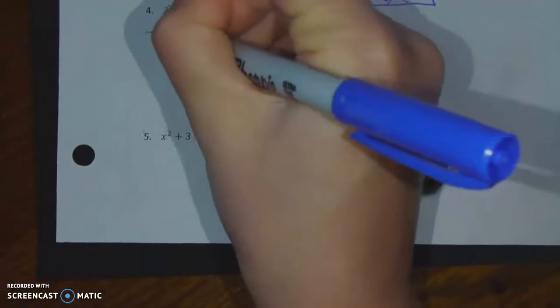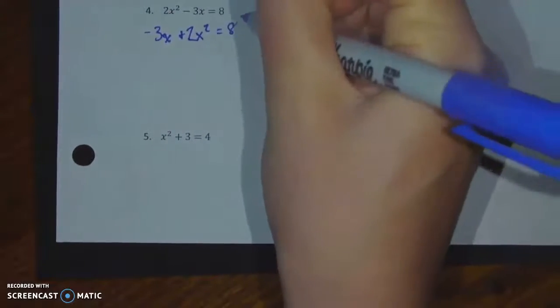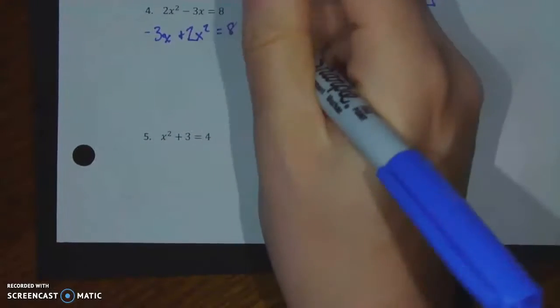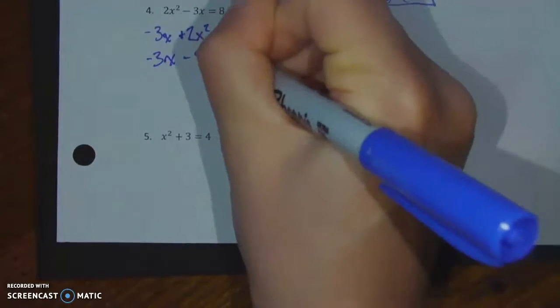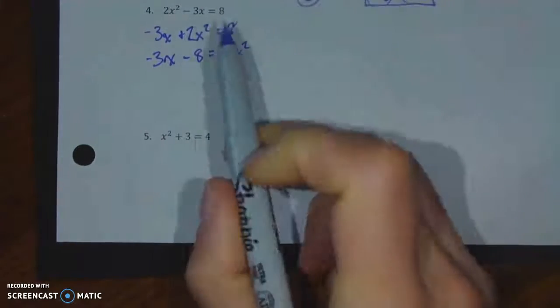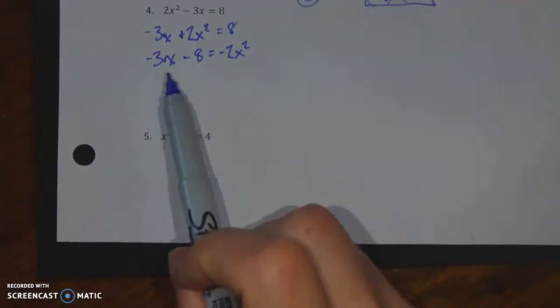I could write negative 3x plus 2x squared is equal to 8. I could move the 8 over and the 2x over, and I could have negative 3x minus 8 is equal to negative 2x squared. Now notice that everything I'm doing to move these around is keeping this problem balanced.